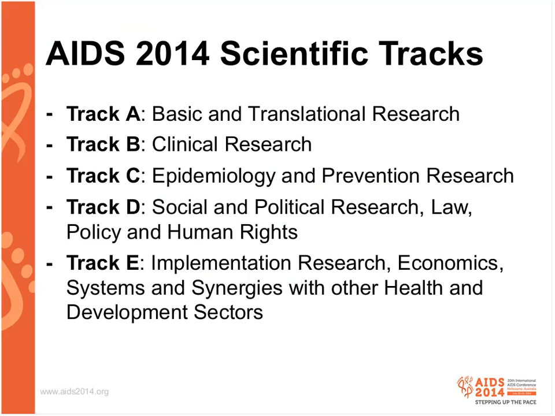Tracks. So on track A, we have basic and translational research. On track B, clinical research. Track C, epidemiology and prevention research. Track D, social and political research, law, policy, and human rights. And track E, implementation research, economic systems, and synergies with other health and development sectors.